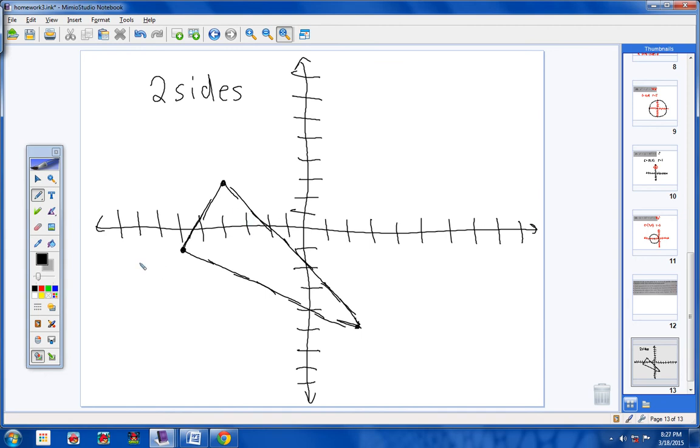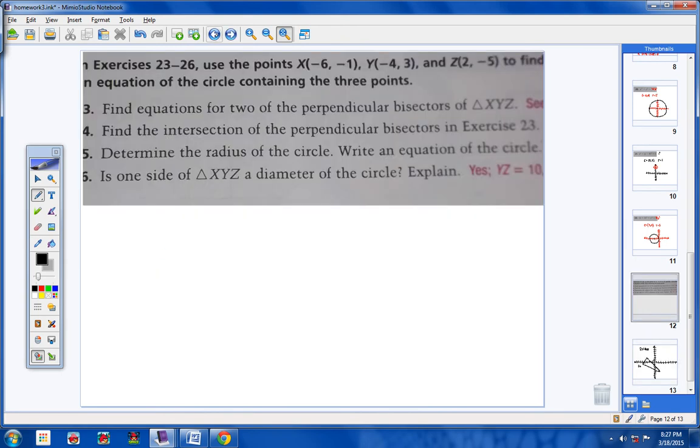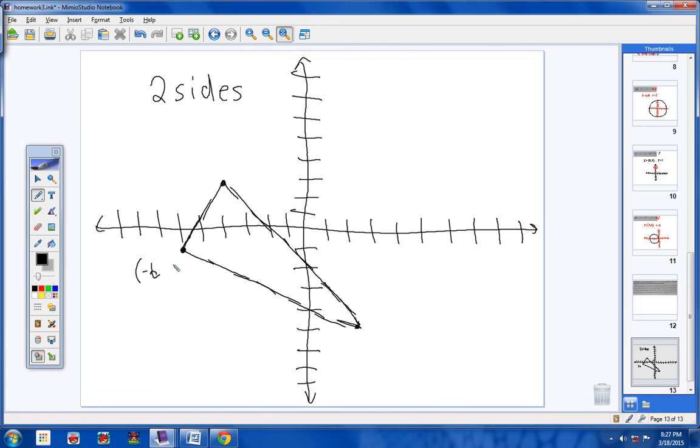Let me go ahead and write the ordered pairs up here while I'm talking here. -6, was it -6, -1? Yeah, okay, good. -6, -1. And then we're gonna find where those 2 perpendicular bisectors intersect, and that will be the center of the circle, okay? And then we'll find the radius from there.